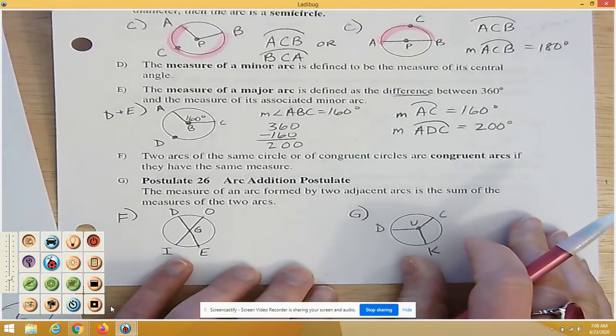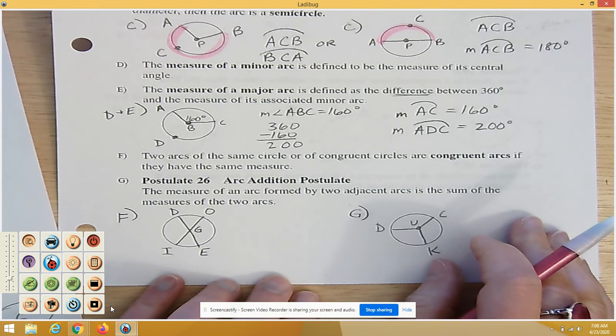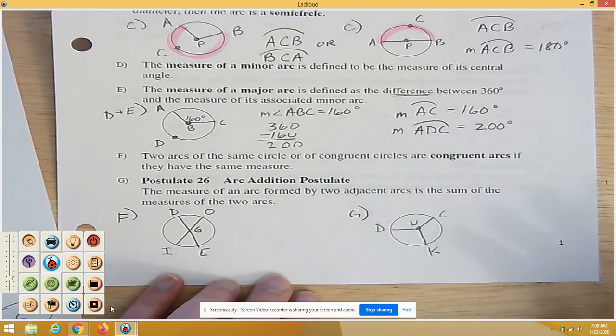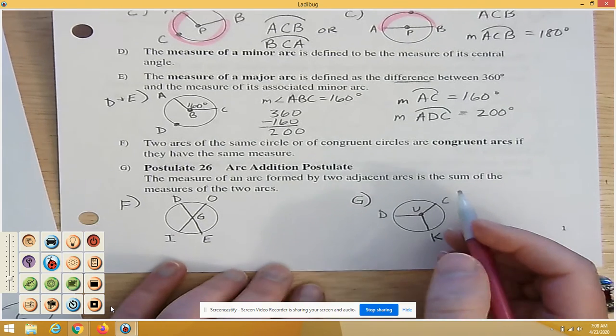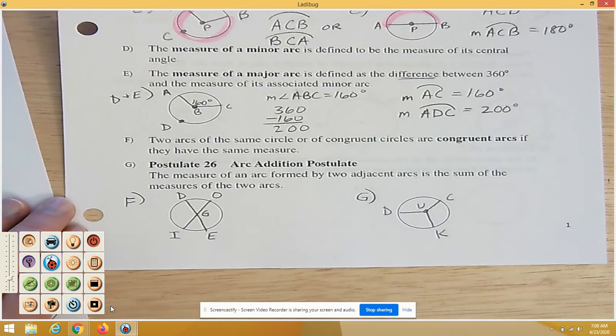In letter F, two arcs of the same circle or congruent circles are congruent arcs if they have the same measure. So that just kind of makes sense. So if you look here, you might want to pause it and draw in the diagrams for F and G.